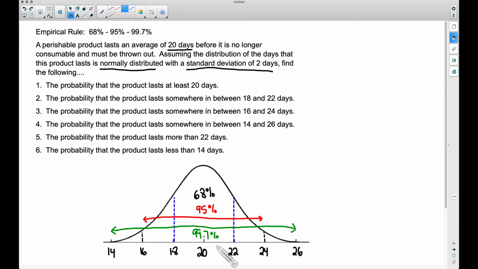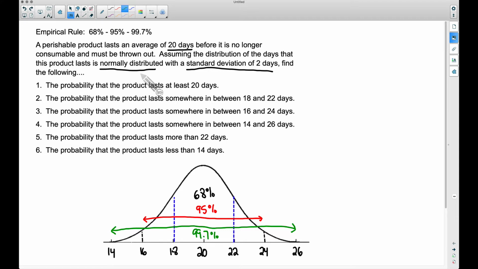there's a 99.7% chance. And if you think about that, let's suppose milk had a shelf life of 20 days on average. Well, you can almost be 100% certain that it's going to last somewhere between 14 days and 26 days if the average life is 20 days.